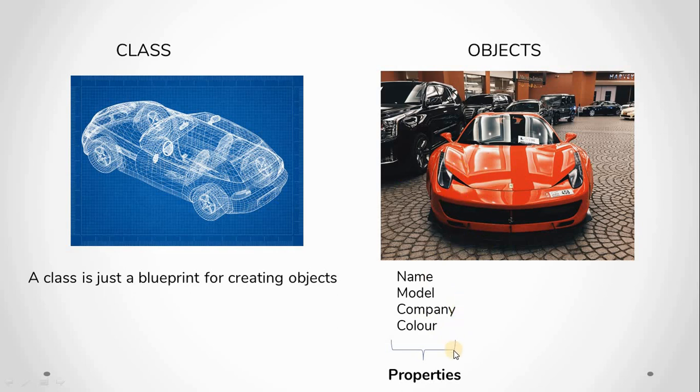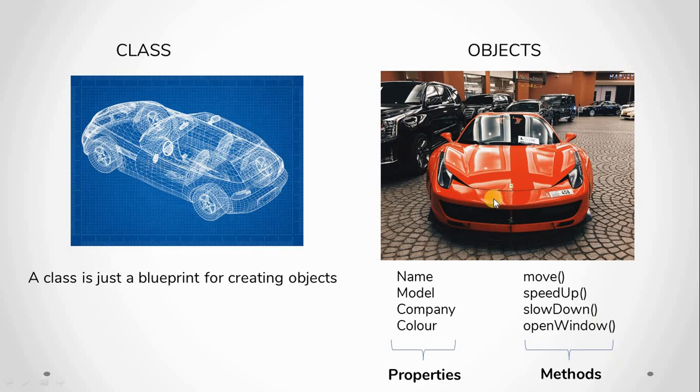So properties are nothing but the values of this object. Now similarly, we have something called functionalities that are associated with objects. Functionalities like move, speed up, slow down, open window. These are some of the functionalities that a basic car has, right? These functionalities are what we call methods. So methods are functionalities that are associated with an object.